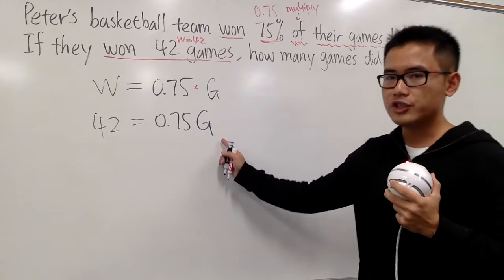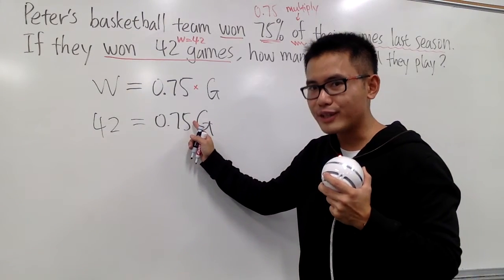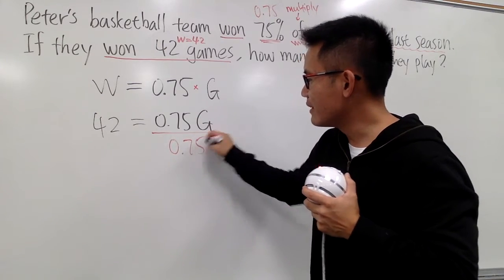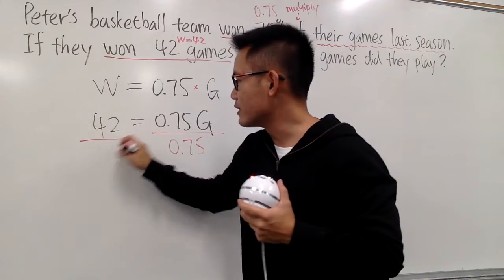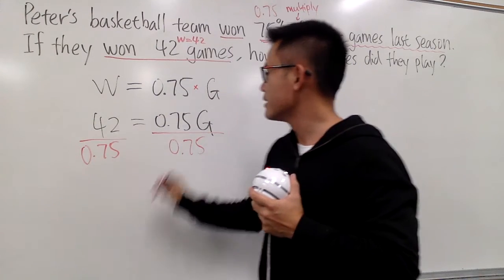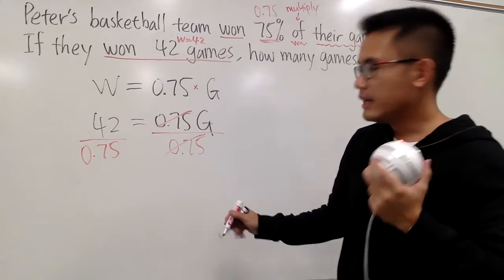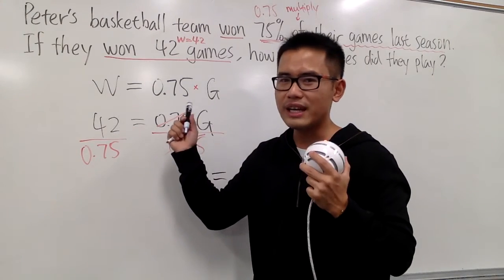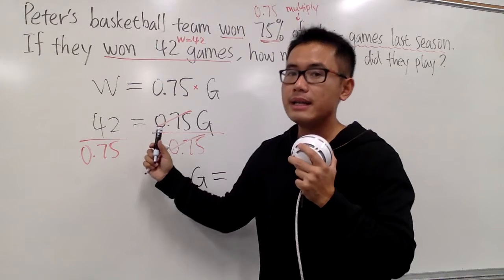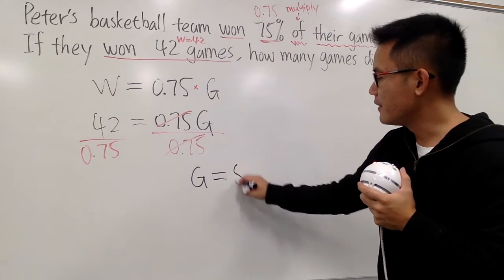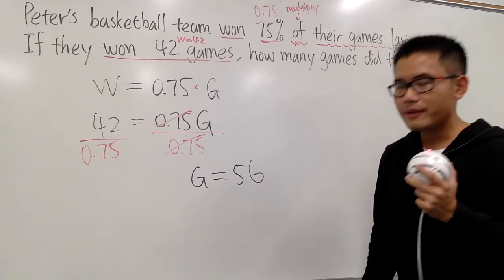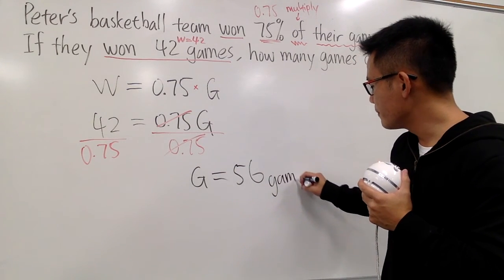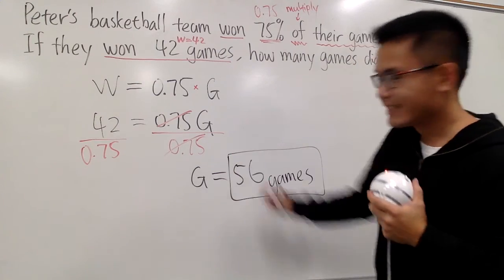Okay, how can we solve for G? Since this is a multiplication, we have to divide by 0.75 and do the same thing on both sides, of course. So that this and that will cancel. At the end, you get G equal to, you can use a calculator if you like, 42 divided by 0.75, you get 56. Therefore, the number of games that they played is 56 games. Let me just put this down right here. And that's it.